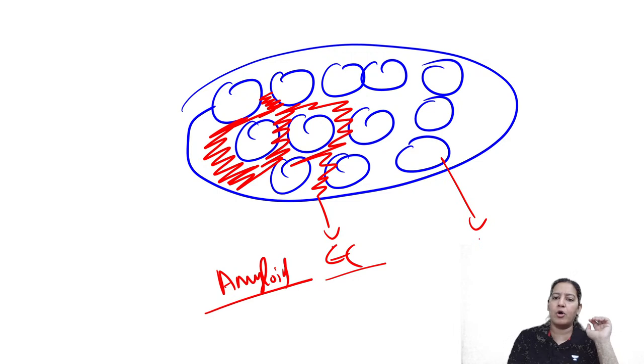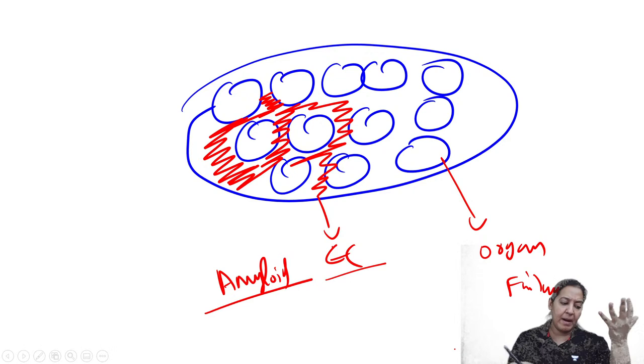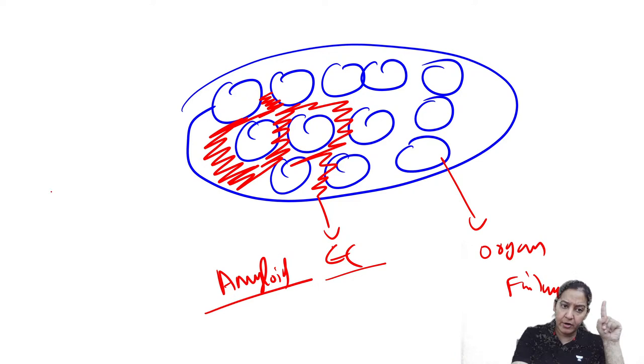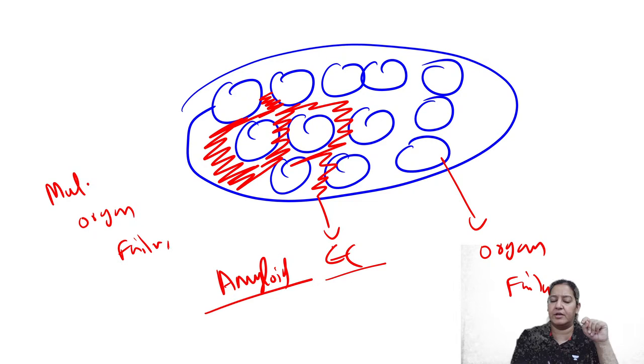This organ undergoes failure, right? So all the organs in the human body, one by one, undergo failure if the person is having amyloidosis, right? So amyloidosis is a disease in which multiple organ failure is there. You got my point? Give me a thumbs up. That is the disease amyloidosis, right?